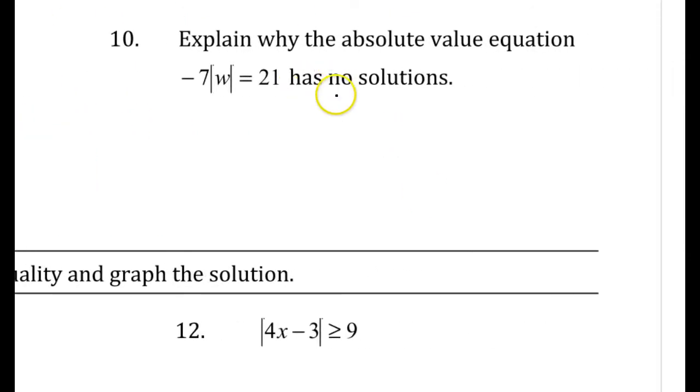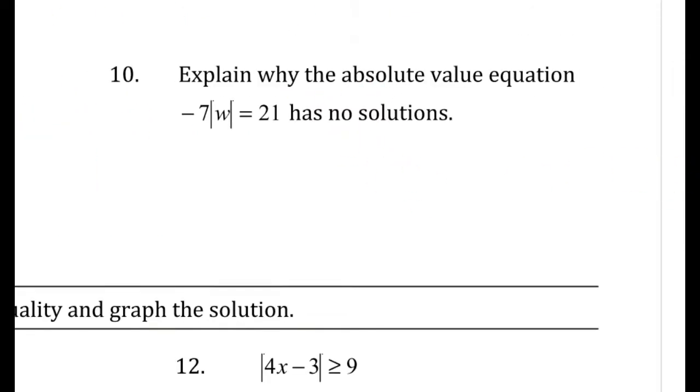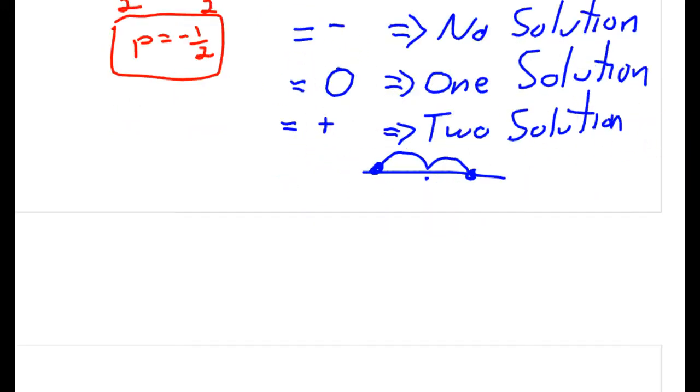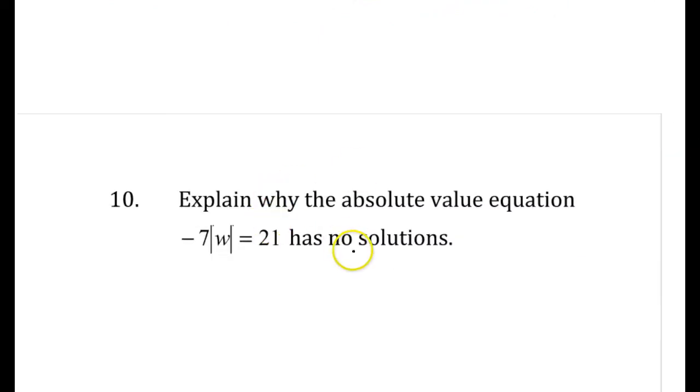Alright, and explain why this has no solutions. So you might be saying, of course, well, you just said if you look on the right-hand side and it's positive, there's 2 solutions. This one's positive, but why does it have no solution? Again, you have to check both sides. Once I divide by a negative 7 here first, this question will be asking, let's see here, negative 3. What's negative 3 away from 0, and that doesn't make sense.